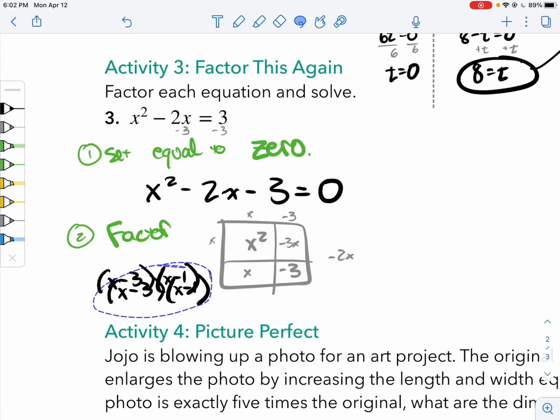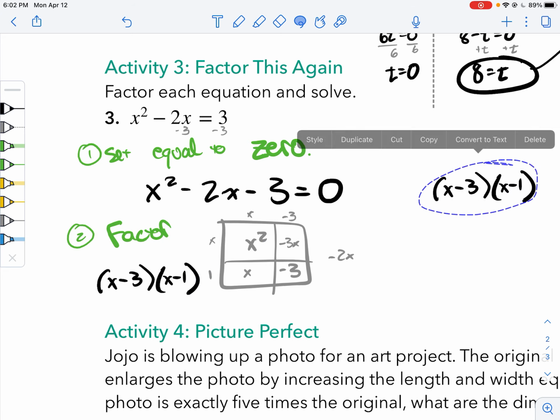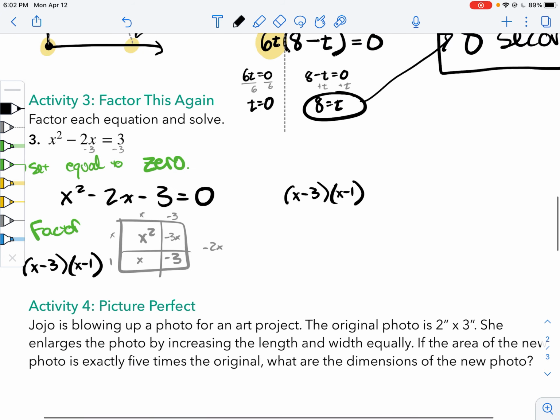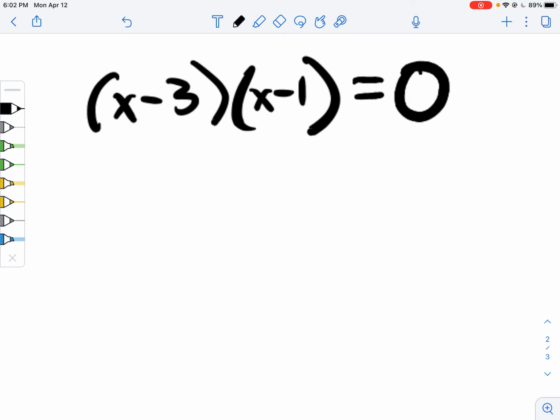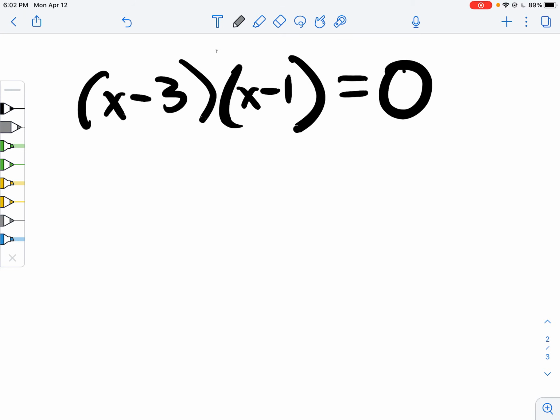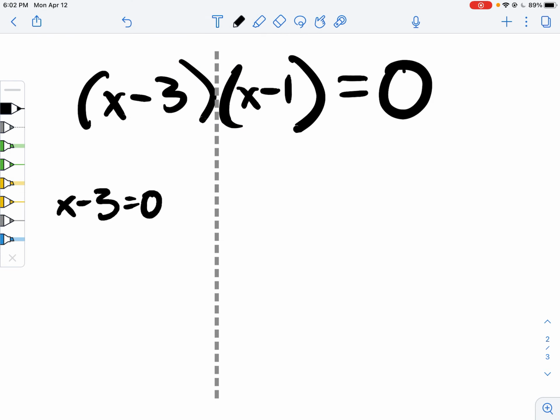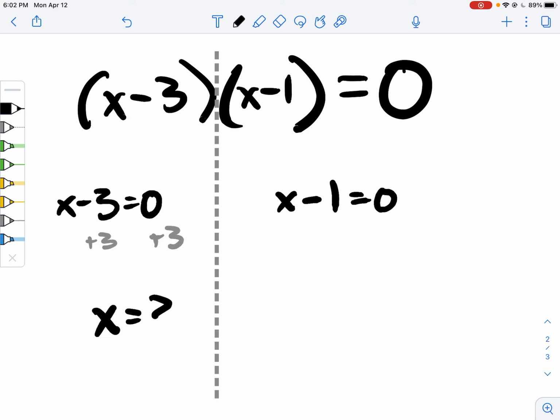Now if our trinomial is equal to x minus 3 times x minus 1, then that must be equal to 0. And now we can solve it using our zero product property. So we split it up and we said, well, what if x minus 3 was equal to 0? And then what if x minus 1 were equal to 0? What would that have to be? So you remember to add 3 to both sides, and that tells you, hey, x equals 3.